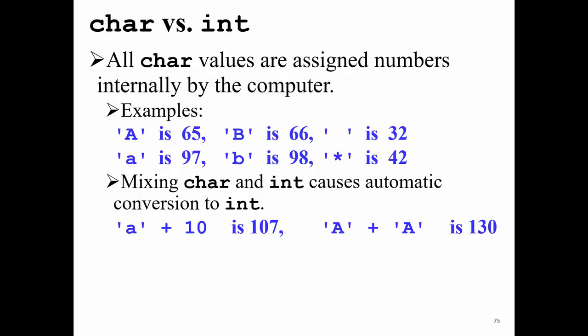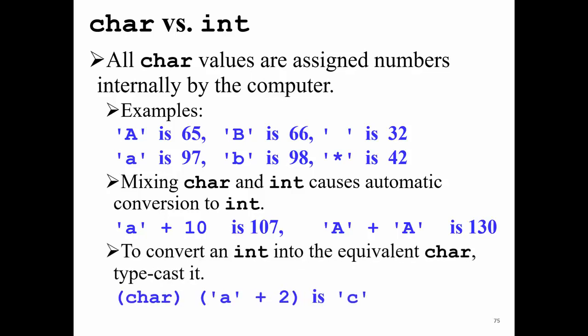Okay, if I have a capital 'A' plus a capital 'A', it will return 130. What is 130? It's an integer value. It means integer 130. If I want to see the corresponding character for it, I have to cast it to a character. So as we see here, 'a' plus 2, then cast as a character, will return a small 'c'.